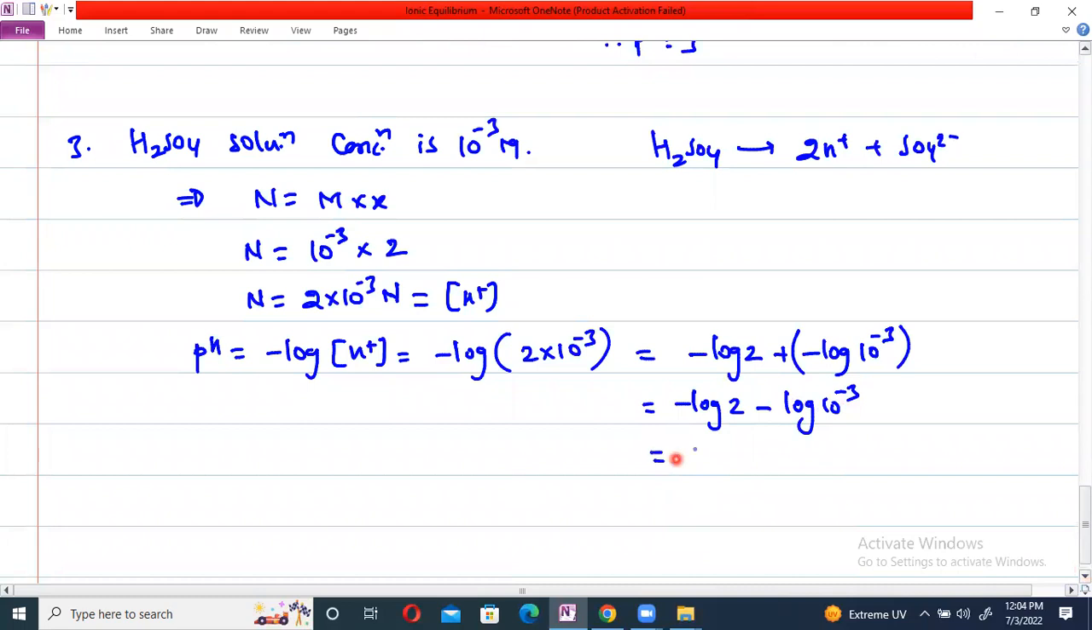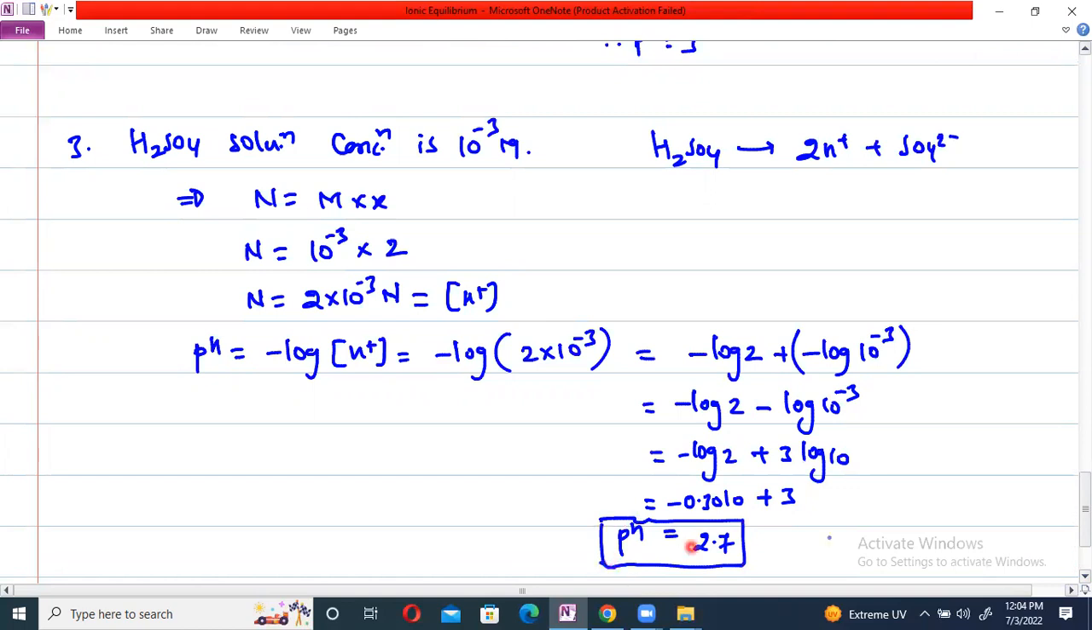Here minus of log 2 minus, plus 3 log 10, log 10 value is 1, and here I am getting 0.3010. 3 minus 0.3 becomes 2.7, which is the pH of the solution, right?